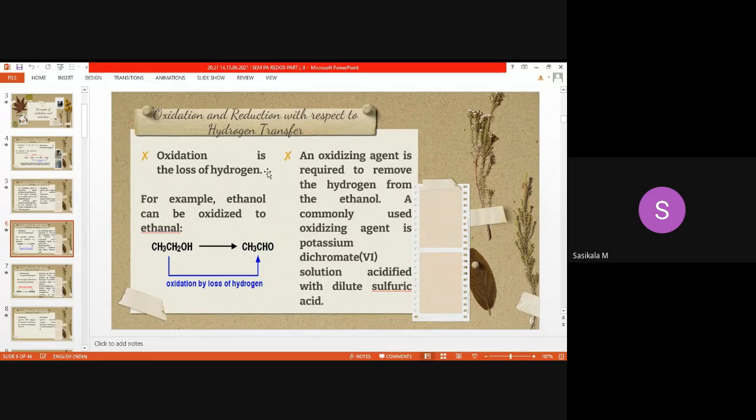Now let's see what reduction is. Loss of hydrogen is oxidation, so what will reduction be? Addition of hydrogen. That means if we add hydrogen to acetaldehyde, it will be converted again to ethanol. That is what is called reduction.